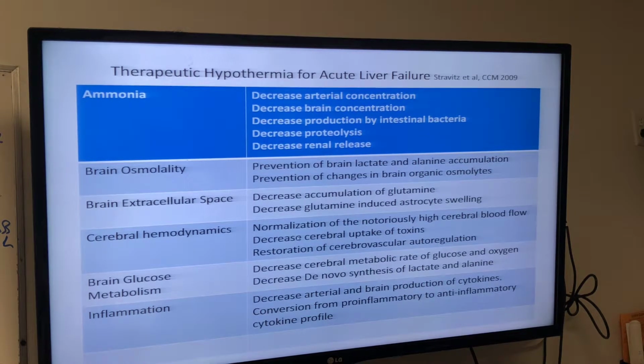The hemodynamics, you have to stop on it a little bit. For patients with liver failure, all the shunts start to develop, and they have a very hyperdynamic circulation. Very high cardiac output, increasing the CBF will increase the intracranial pressure. So hypothermia actually reduces that CBF.